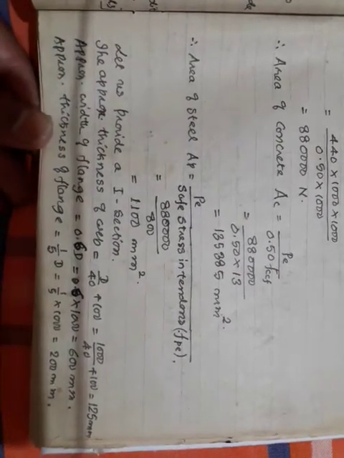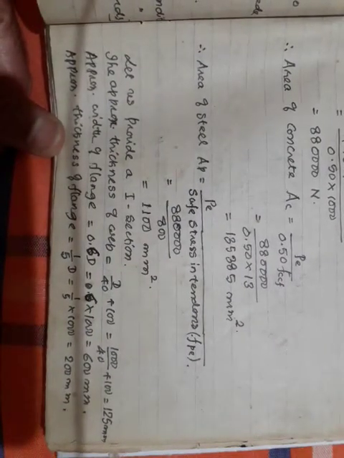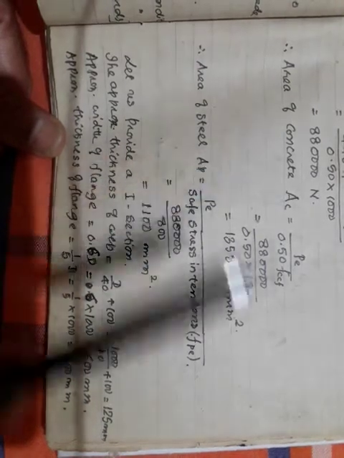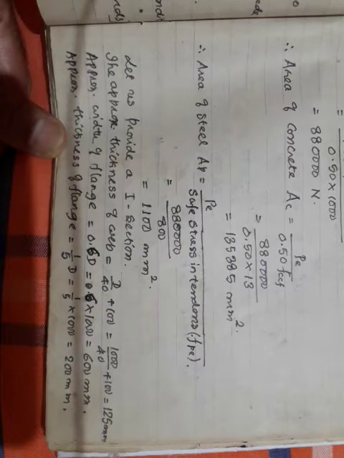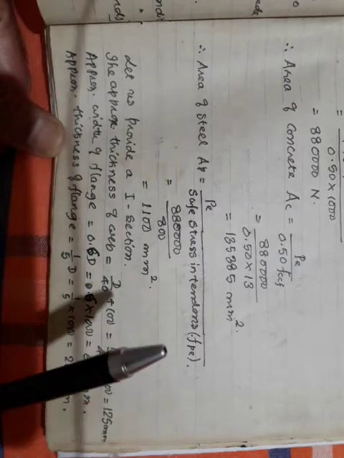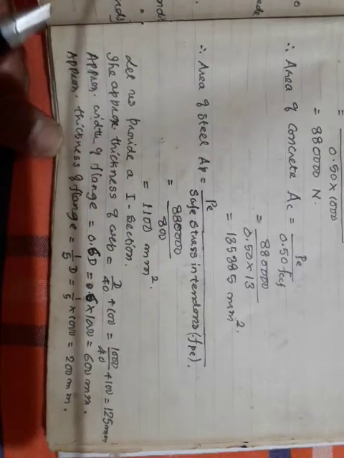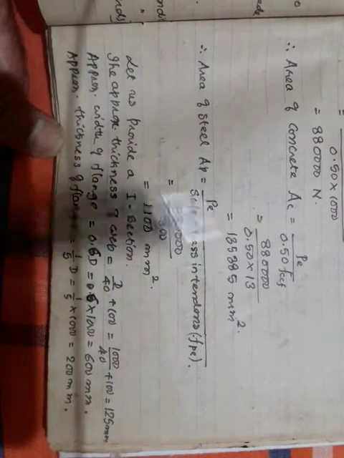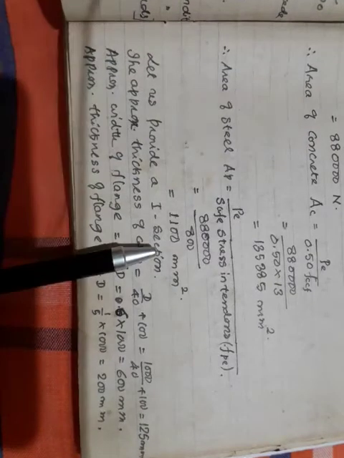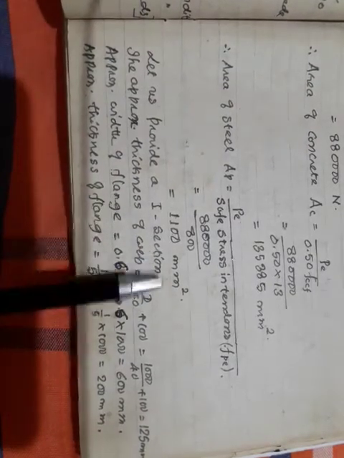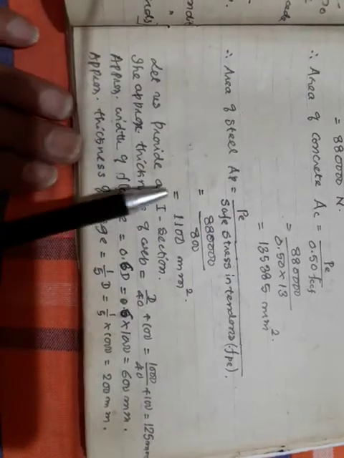But still we have not taken one more decision: whether to provide a rectangular section, an I section or a T section. It is left to you, as the problem has not stated anything. Let us go for the I section only, because the I section is a little complicated, as you know. So I will take this case. Let us provide an I section.